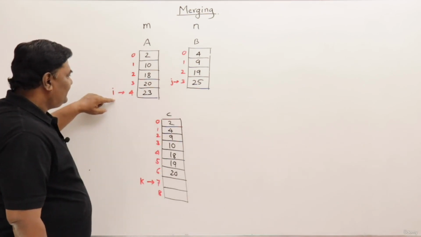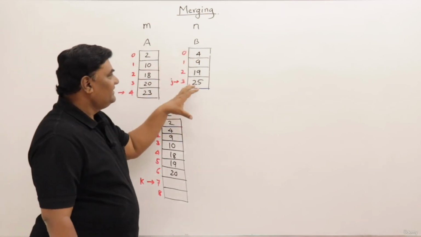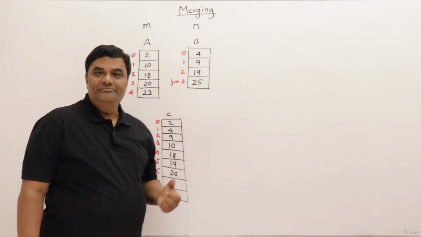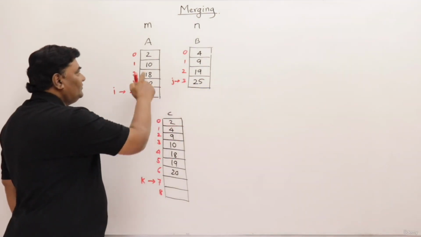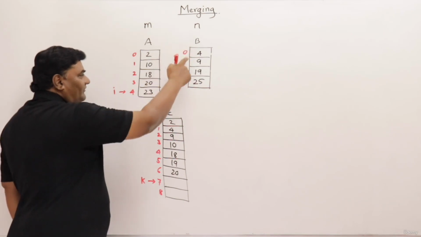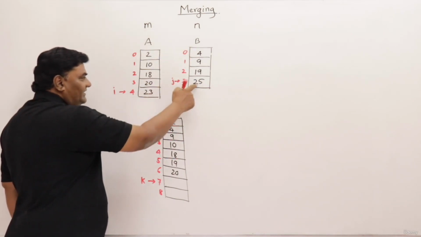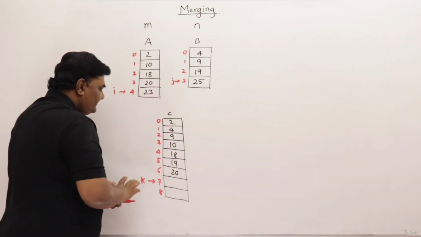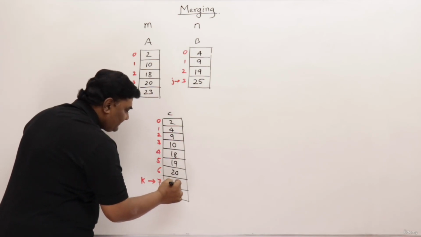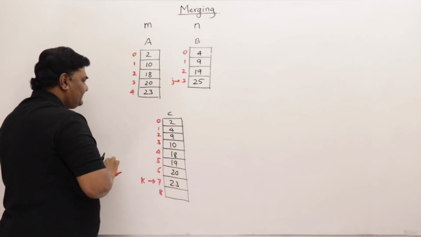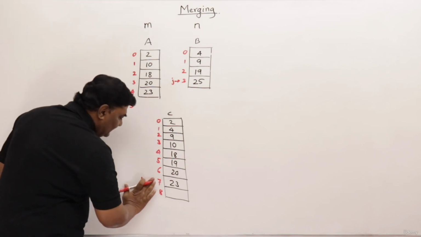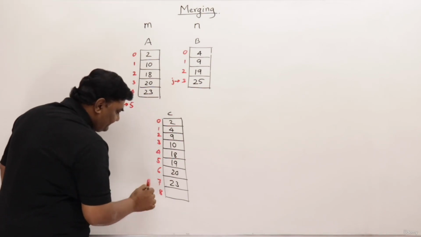Now, i is on the last element of A and here j is also on the last element of B. Now, if I compare these elements also, A of i with B of j, so this is 23 and 25. So 23 is smaller, 23 is written here. Then i moves to the next index. So i becomes 5 and k also moves to the next index.